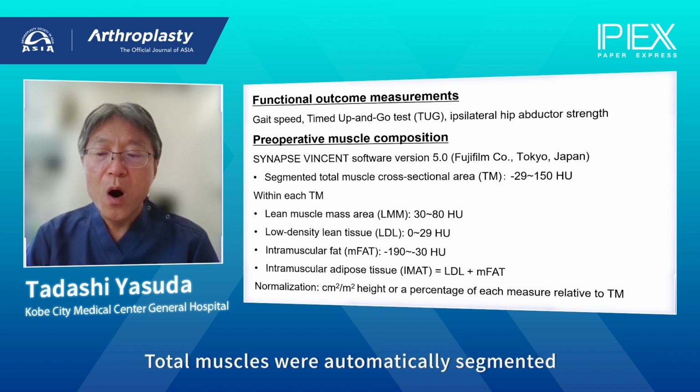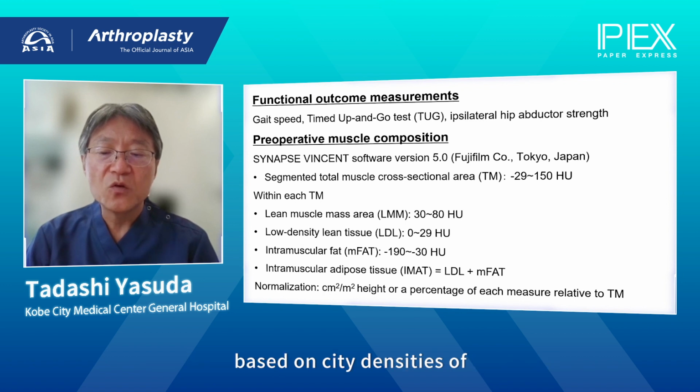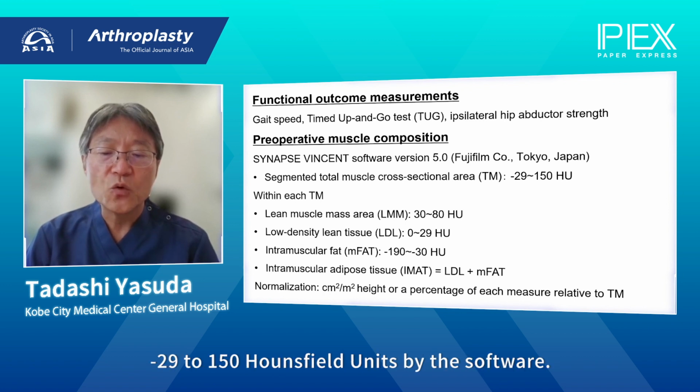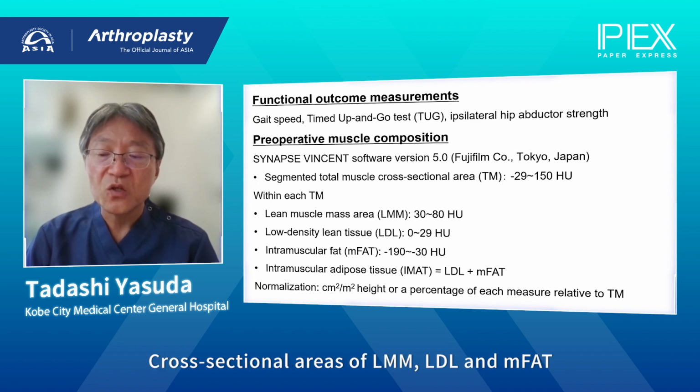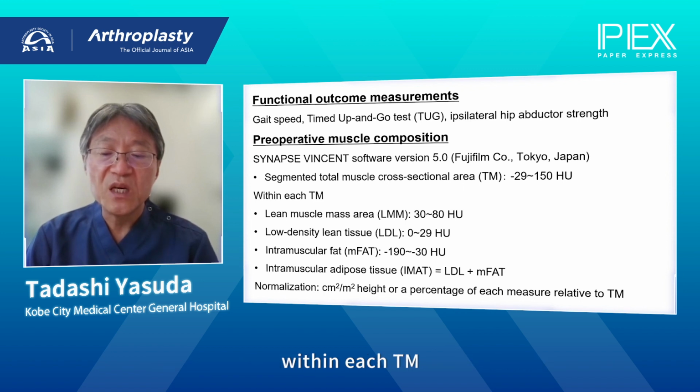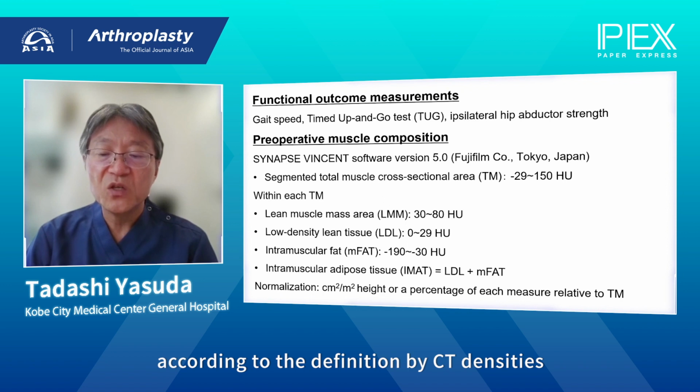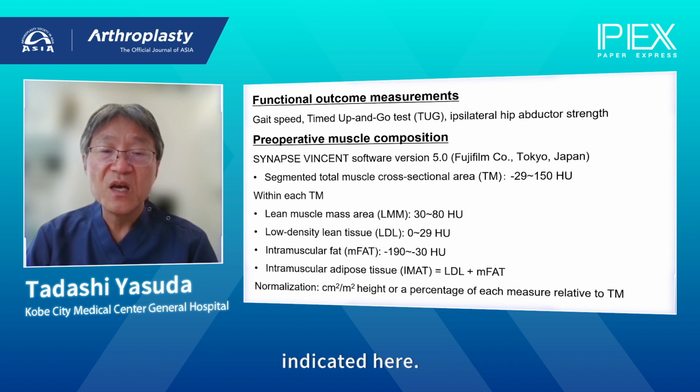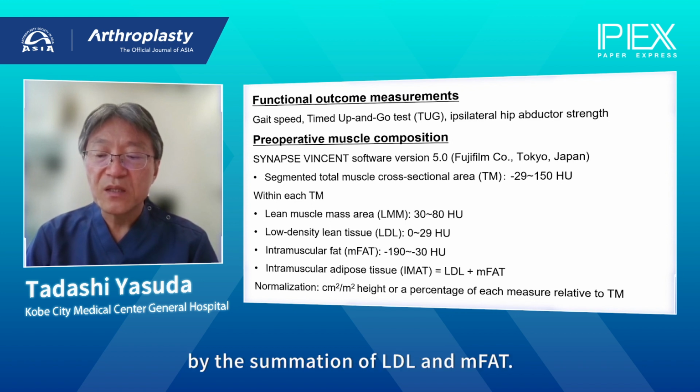Total muscles, TM, were automatically segmented based on CT densities of -29 to 150 Hounsfield units by the software. Cross-sectional areas of LMM, LDL, and MFAT within each TM were measured by CT software as the areas of pixels according to the definition by CT densities indicated here. IMAT was calculated as the summation of LDL and MFAT.